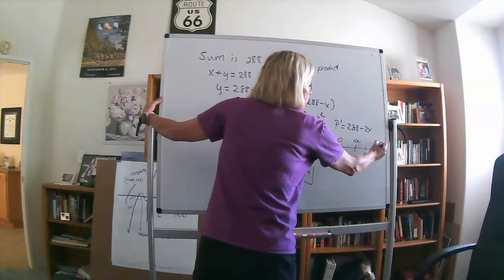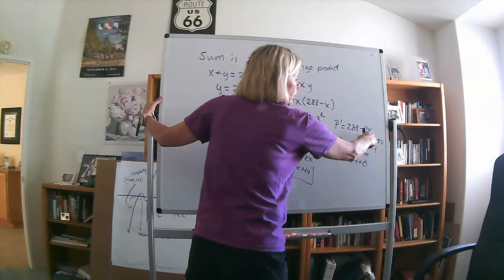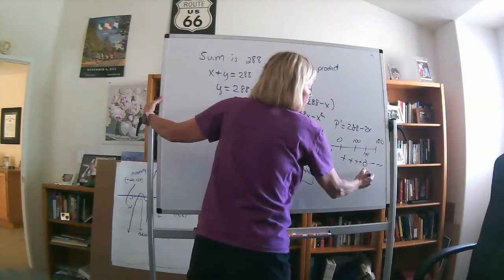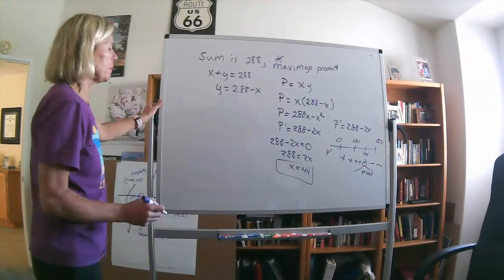I'm going to try 150. 288 minus 2 times 150. 2 times 150 is 300. 288 minus 300 is negative. So I do have a max. My derivative goes from positive to negative.